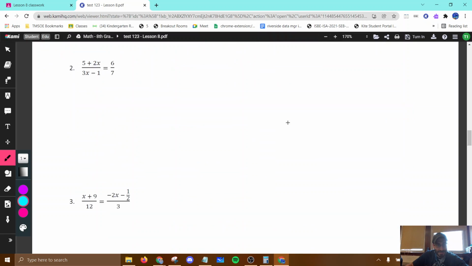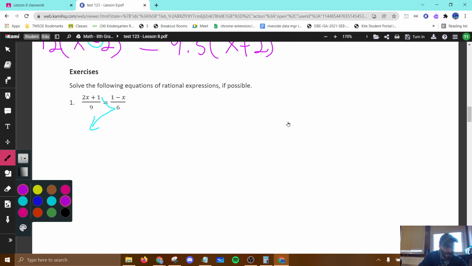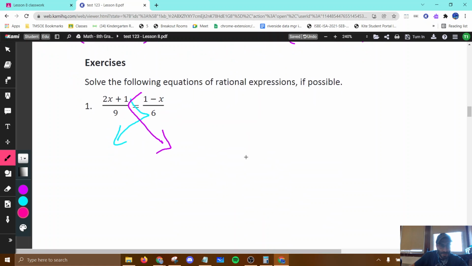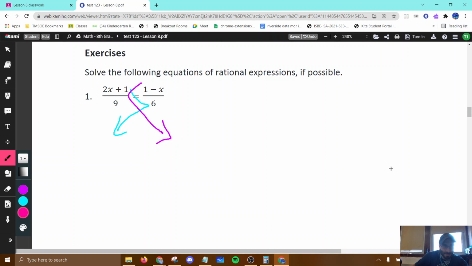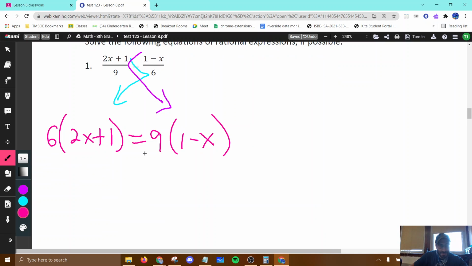And then really quick, we have these 4 exercises. I'm not going to do them all for you. I want you to do them on your own. But remember, we're cross multiplying here. Boom. And boom. So I'm going to multiply 2x plus 1. Let me zoom in a little bit here. 2x plus 1 times 6. I'm going to multiply this numerator by that denominator. So I'm going to put the 6 on the outside, 2x plus 1 on the inside, equals, I'm going to multiply 1 minus x times 9. I'm going to put the 9 on the outside, 1 minus x on the inside. Okay? And then I want you to distribute and solve. Don't forget when you distribute, keep that minus sign.